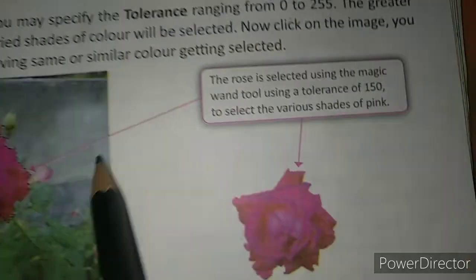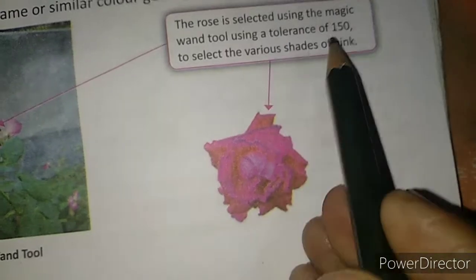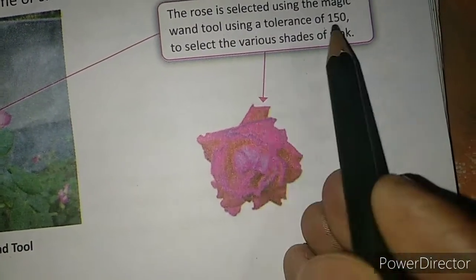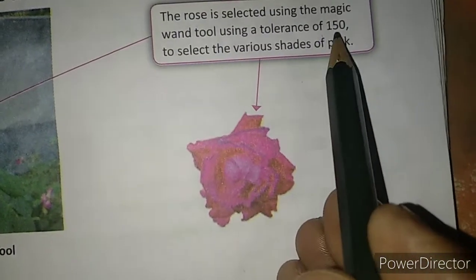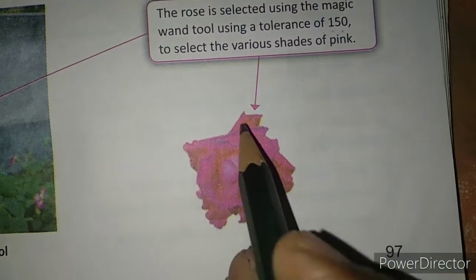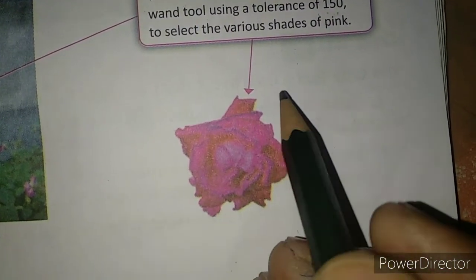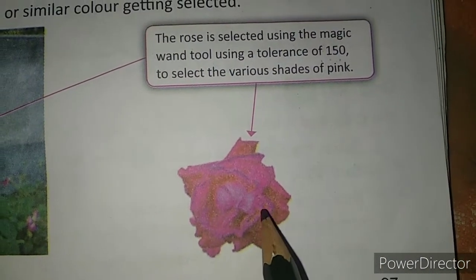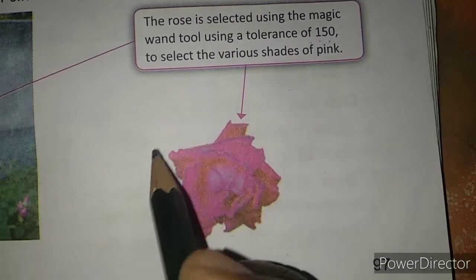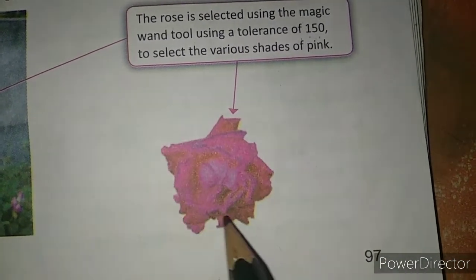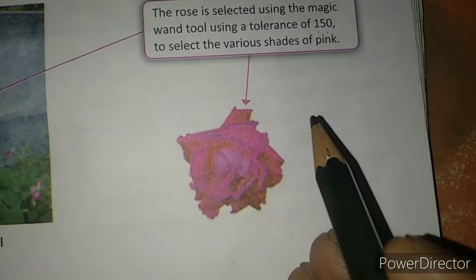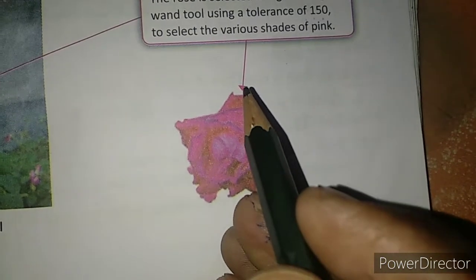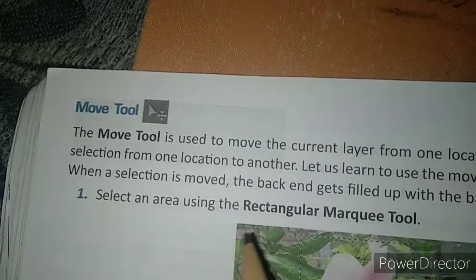Here you can see that the roses have been selected using 150 tolerance, and because the tolerance is very high, a great number of shades of pink have been selected here. So this is how we can use the magic wand tool.